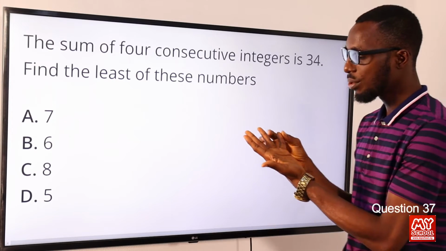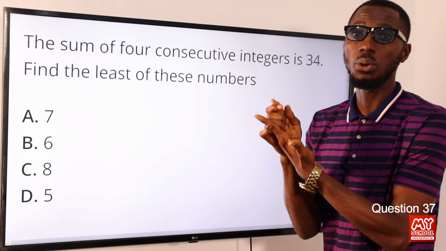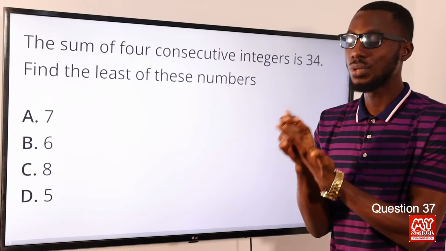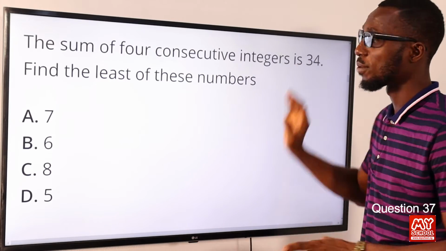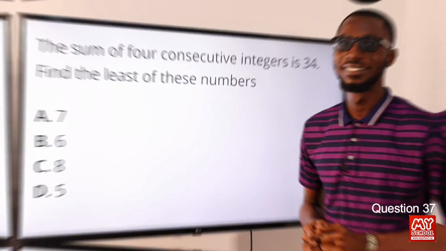So we have 7 plus 8, which is the next. That gives us 15. 15 plus 9, that gives us 24. 24 plus 10, that gives us 34. So no going further. Correct option is option A.